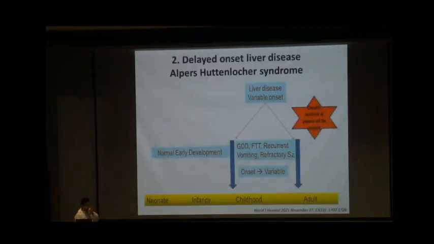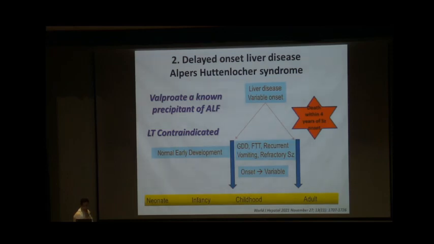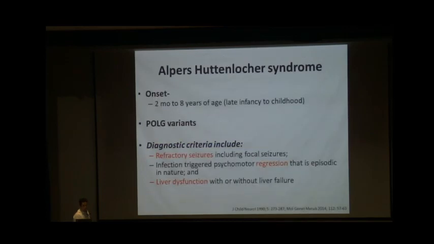The second important syndrome is Alpers-Huttenlocher syndrome. It's nothing but you have normal early development, then you start developing neurological features in form of refractory seizures, and usually they do have a downhill course. And valproate is a known precipitant for acute liver failure. People unknowingly use valproate when they are faced with refractory seizures, and this ultimately leads to liver failure. That's the first precipitant, and LT, liver transplant, is contraindicated if you find a patient who has valproate-induced liver failure, because we assume it to be Alpers syndrome. And there are multiple diagnostic criteria that have been given, and mostly it is because of the POLG1 gene variants.